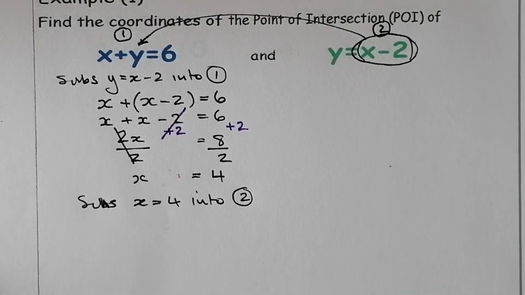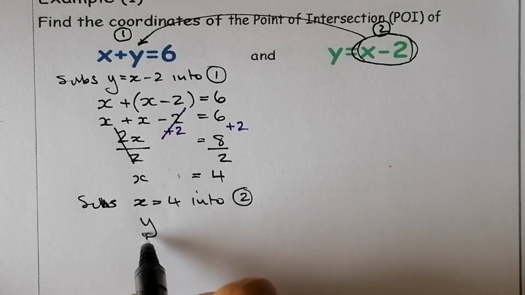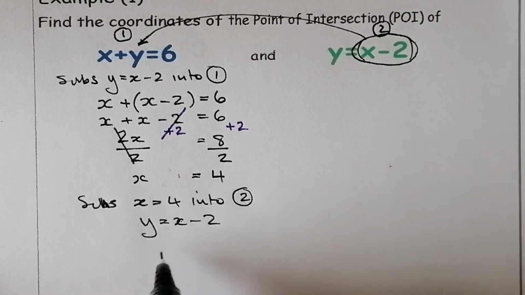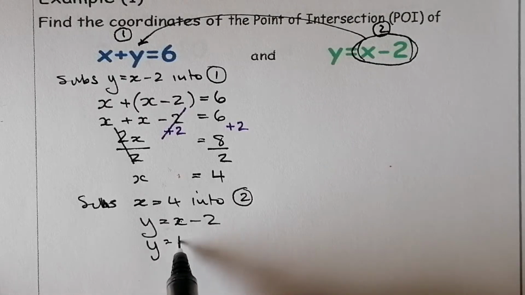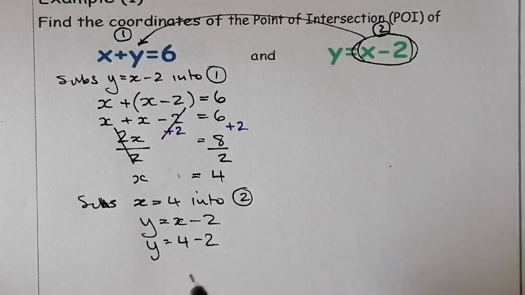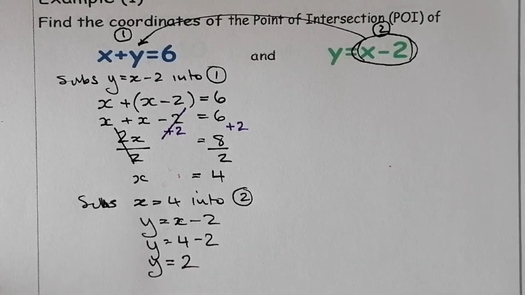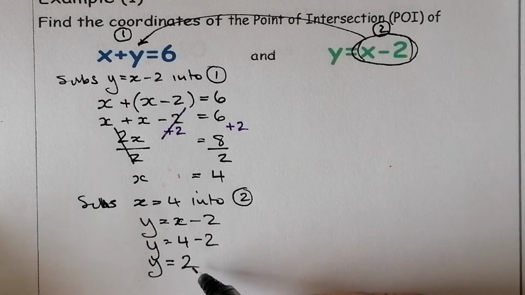So if I put that into equation number 2, I'm going to be starting with y equals x minus 2. So instead of x, I'm replacing it with a 4. 4 take away 2, so I've got a value for y is equal to 2. So that's me got an x coordinate and a y coordinate.